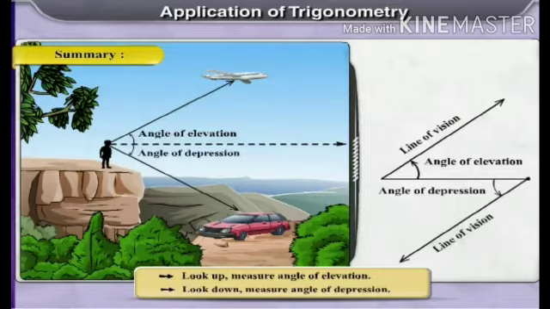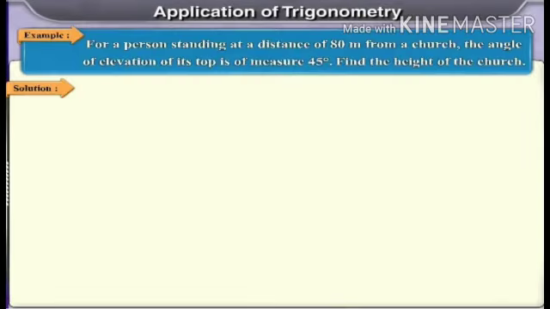Let's see some applications based on trigonometry. Example first. For a person standing at a distance of 80 meter from a church, the angle of elevation of its top is of measure 45 degree. Find the height of the church.